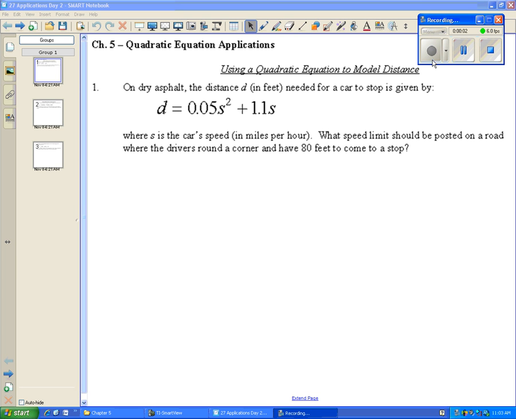More applications. These applications are coming out of Chapter 5, Section 5. This is still applications based off of quadratic equations. Everything we see is quadratic equations. This is the course pack, page 521, I believe. It's after the one that we just did yesterday.